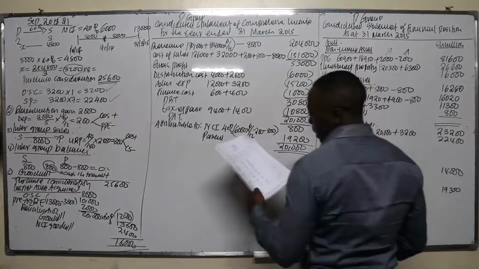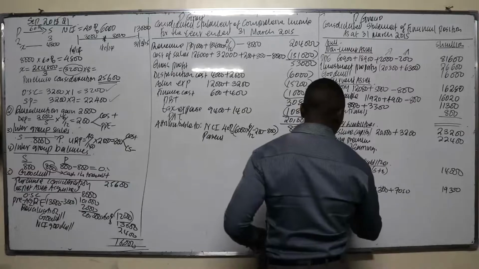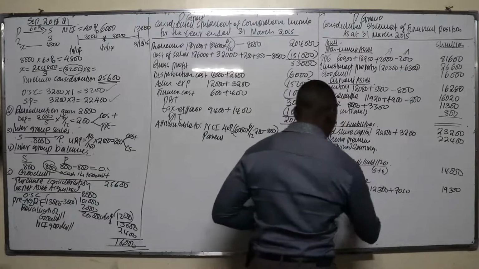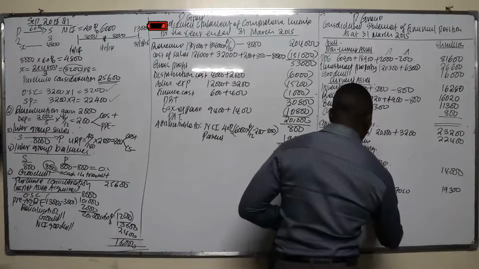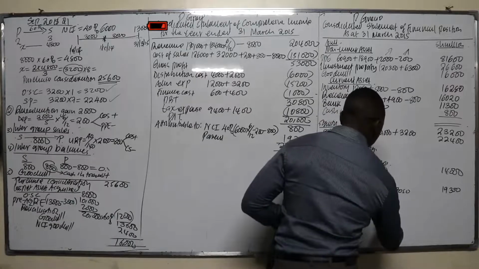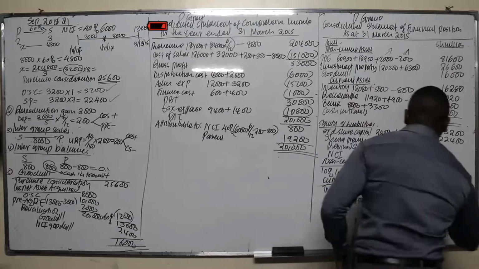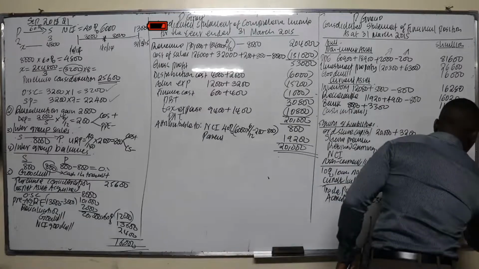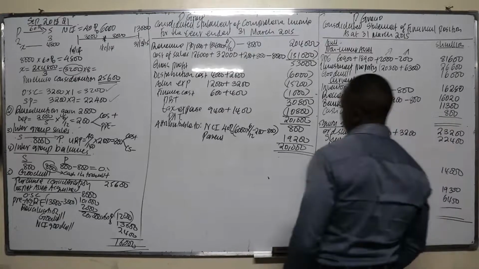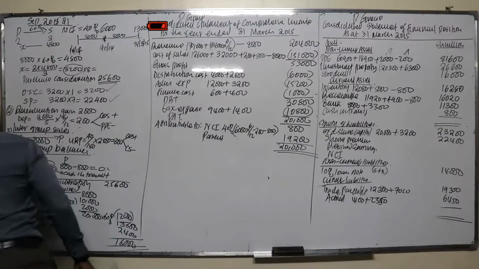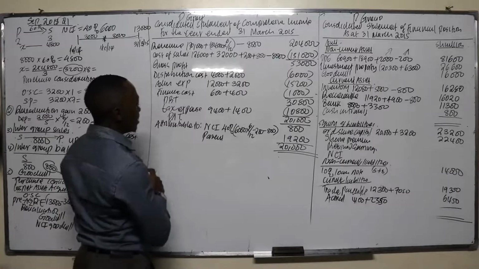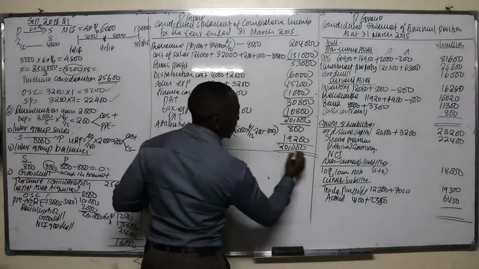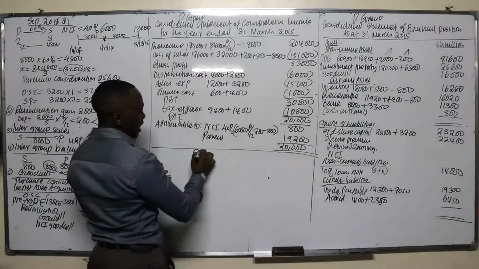Good. Then we have accruals. 41. You add 2,350. Vivian, what do you get? 6,450, right? Good. Now, what have we not computed? NCI and retained earnings. Let me show how to compute retained earnings.